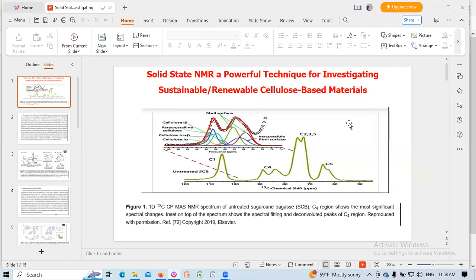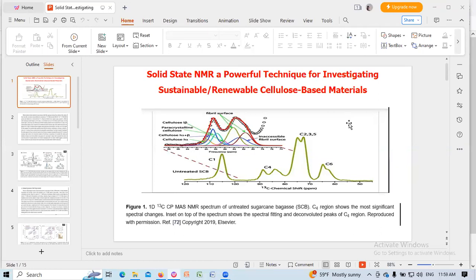C1 is at 100 to 108 ppm. C2, C3, and C5 of the cellulose ring are at 70 to 80 ppm. C4 is at 80 to 90 ppm. The amorphous cellulose is at 84 and 85 ppm.